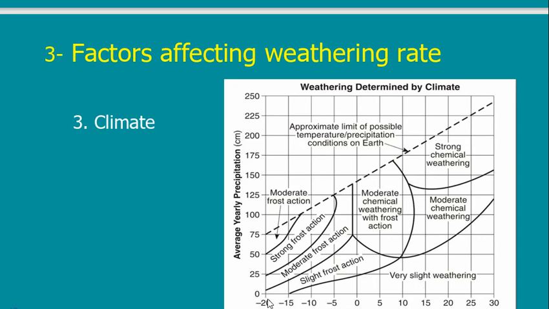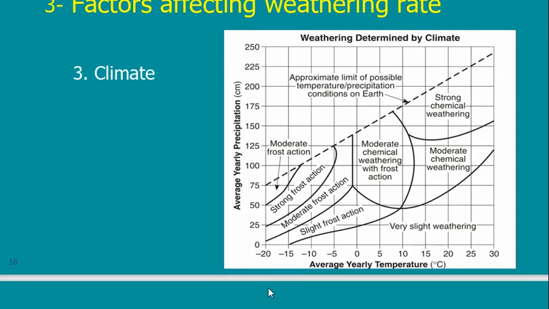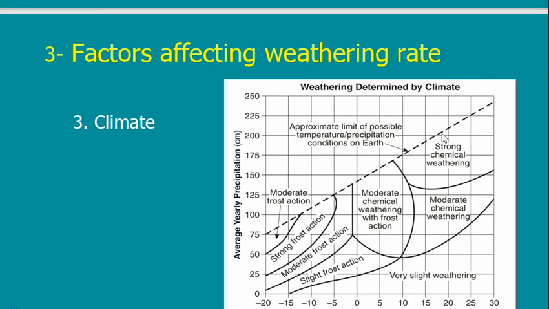So this is a graph of the temperature, here 30 degrees, here minus 20, against the average yearly precipitation, the amount of rain. This dashed line is the maximum that would happen. You don't have rock here; there is no possibility of weathering here. All the weathering happens below. So the maximum I have is this point. This point is the maximum weathering condition.